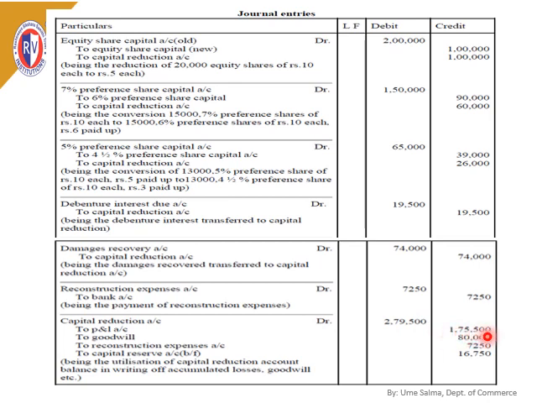1,75,500 is the figure we have extracted from the balance sheet. And for goodwill, there is no adjustment, so we are directly showing it as in the balance sheet, 80,000. And the reconstruction expenses we have incurred out of this capital, 7,250, are also to be shown as reconstruction expenses account. And whatever balance remains after writing off all the accumulated losses is to be transferred to the capital reserve.